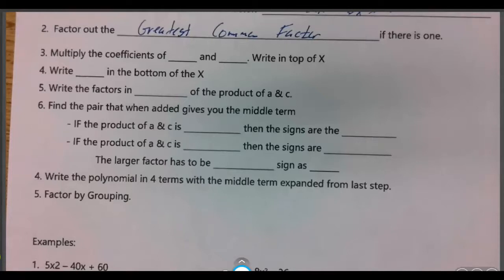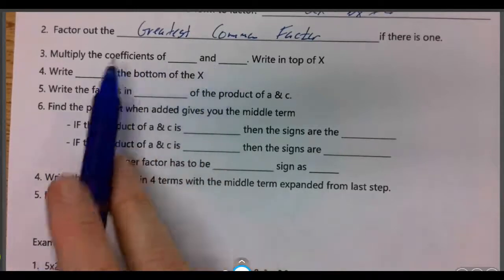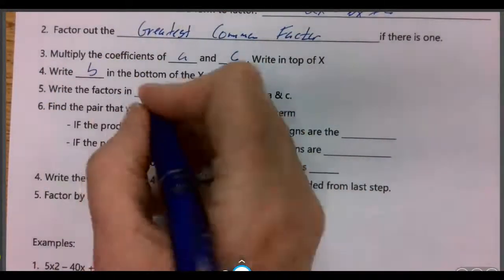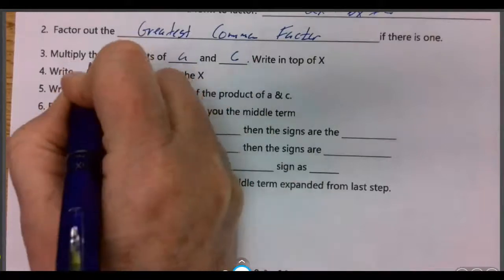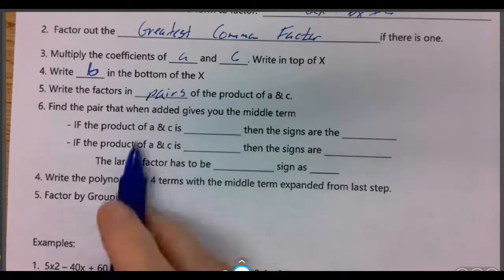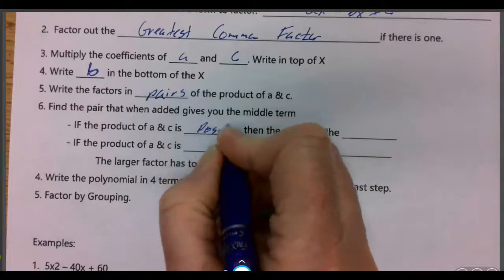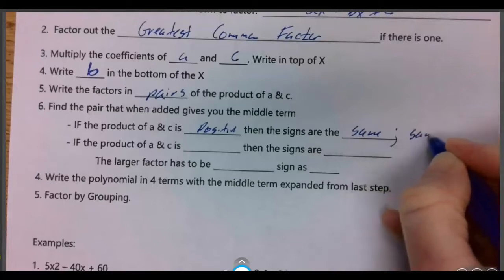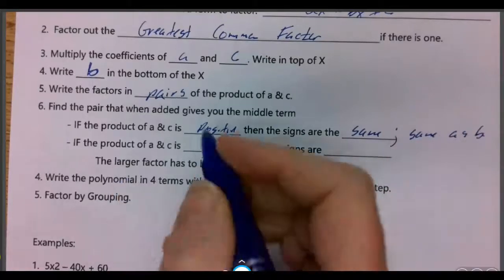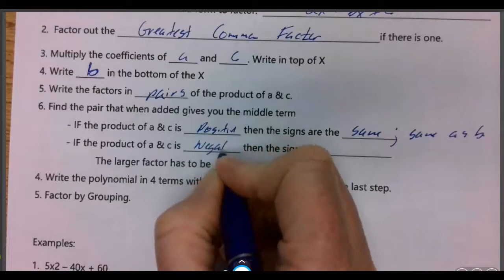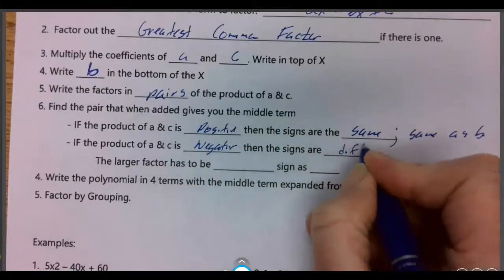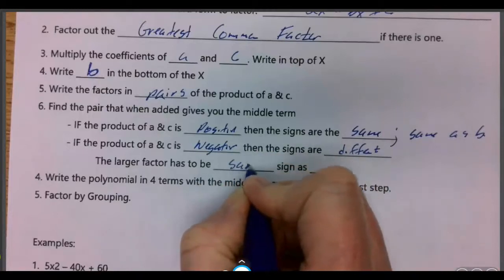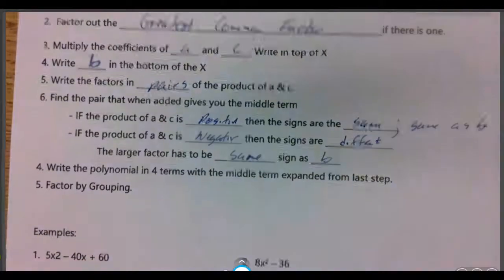We've already done these notes. So we're going to multiply a times c. We're going to put b at the bottom. The factors in pairs. Okay, we've done these notes before, so I'm not doing them in detail. If the product of a and c is positive, then my signs are the same. They're the same as b. If the product of a and c is negative, then my signs are different. And the larger factor has to be the same sign as b. Okay, b comes in very important.